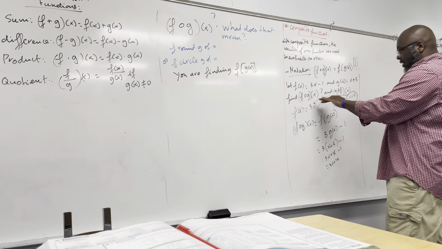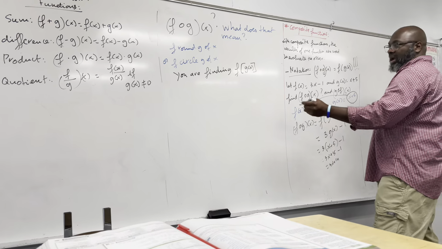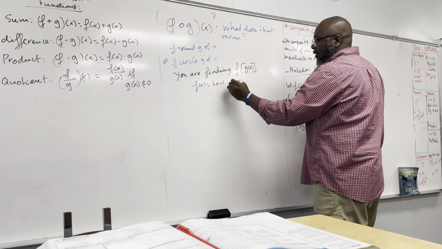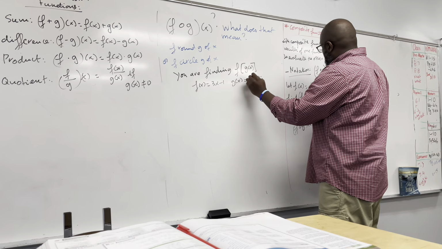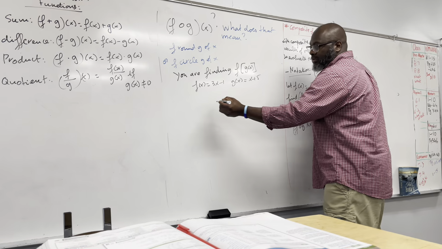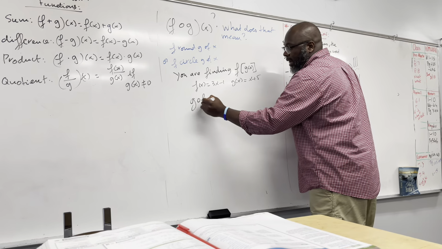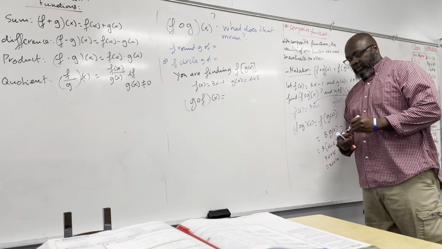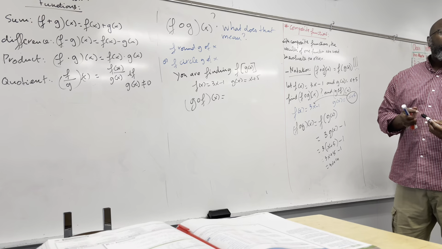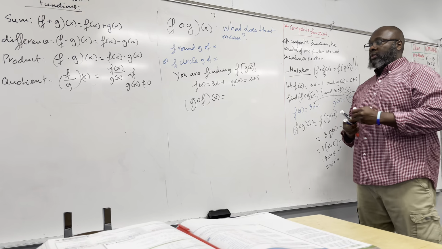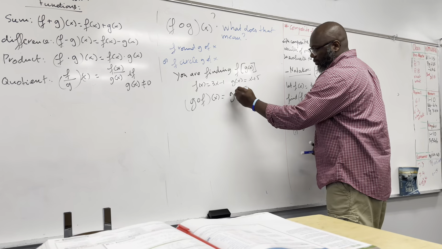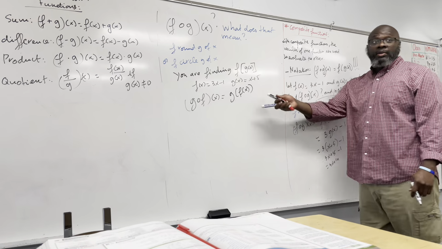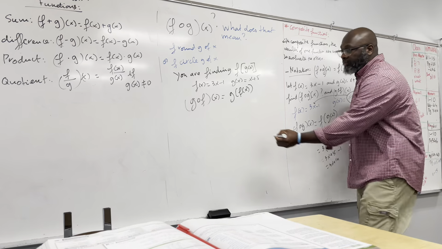So using the same example, f of x is 3x minus 1, and g of x is x plus 5. Now I want you to find g round f of x. What does that mean then? It means g of f of x, right? That's what that means. So now how would you do it?